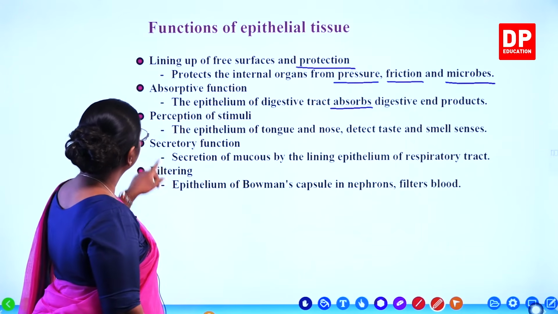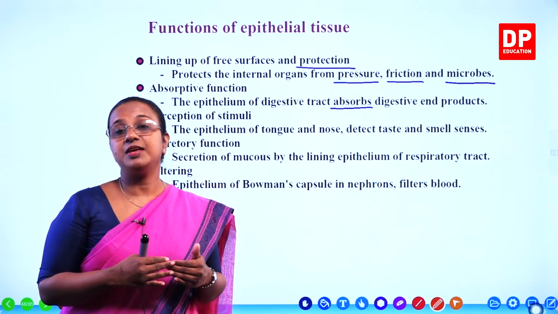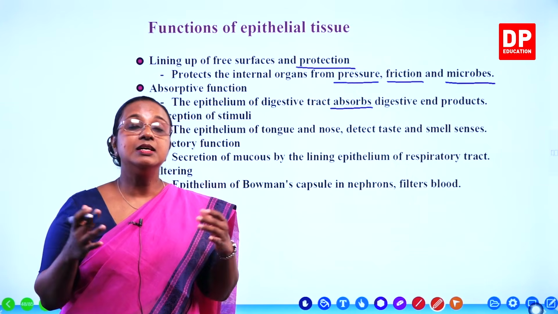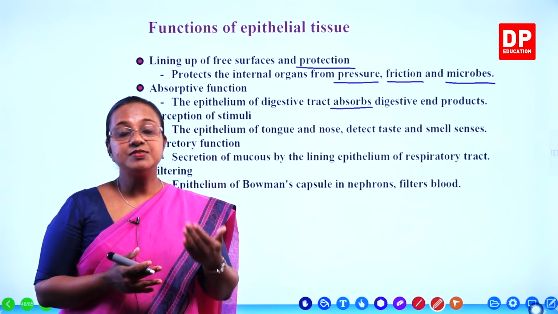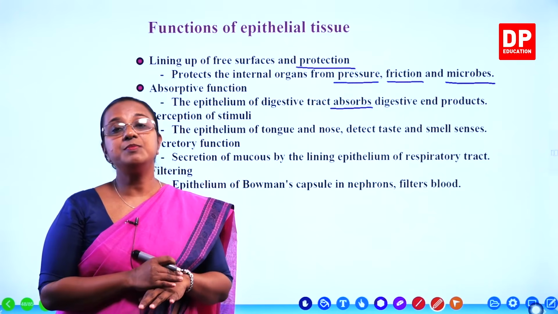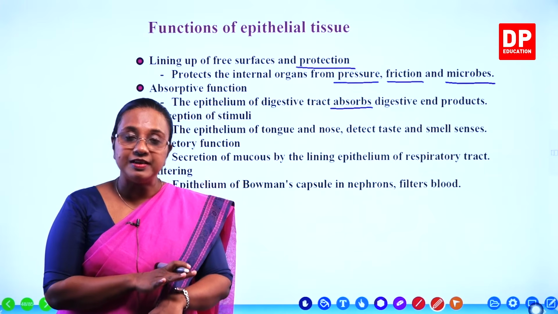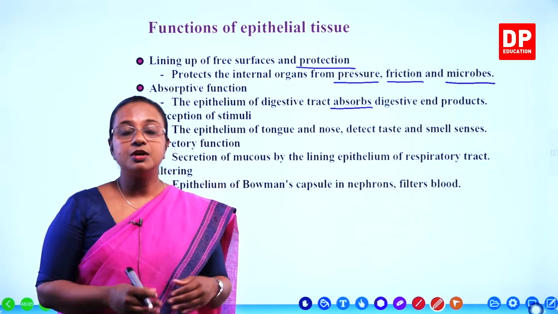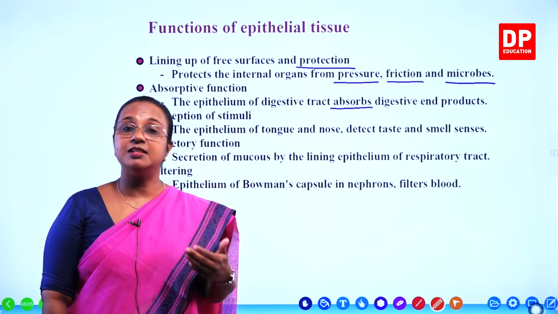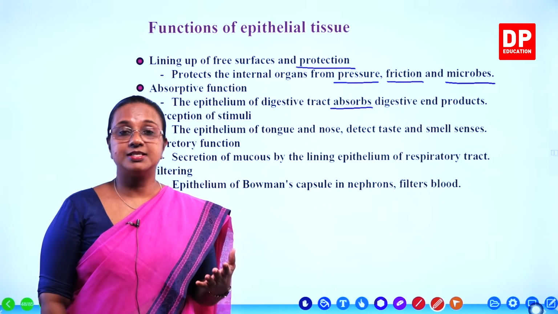The next function, perception of stimuli. Perception means receiving different types of stimuli. You all know skin is an organ that receives stimuli. It's a sensory organ. There are different types of stimuli that can be received by the skin. For example, we can feel touch, pressure, pain, and temperature change, that is the heat and the cold of the environment. So all these are different senses.